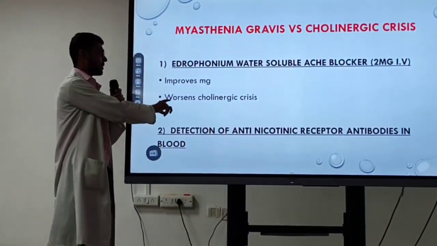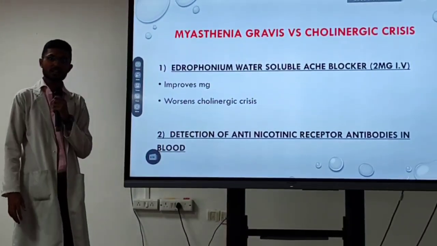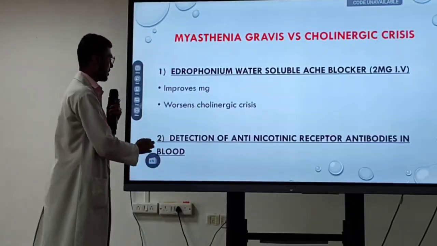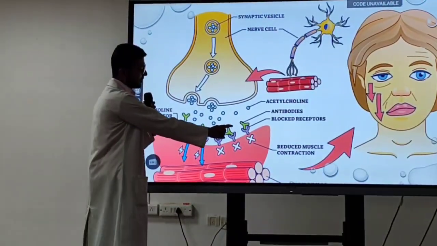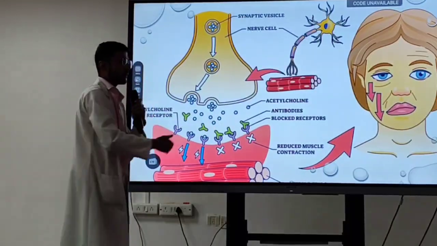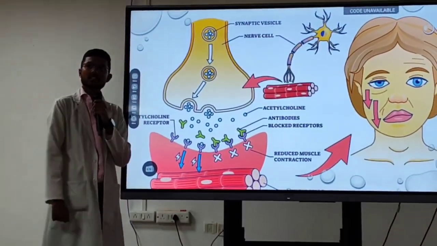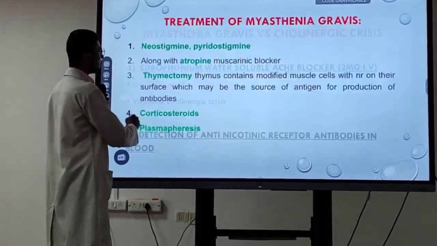So if the patient's condition worsens, it will be diagnosed as cholinergic crisis. Got it? The second test is detection of anti-nicotinic receptor antibodies in the blood. Very easy. We have seen these antibodies. If these antibodies are present in a person's blood, definitely they will have myasthenia gravis. So this will be the second confirmatory test.